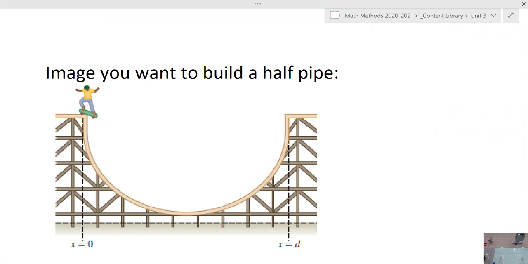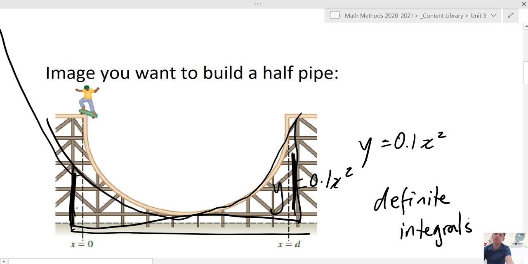I'm going with the half pipe today. Don't know what a half pipe is? It's a thing you can skateboard on. It's half pipe. Congratulations. Okay, and you want to know how much concrete you need. You're sick of the wooden structure, you want to turn it into a concrete structure. So you need the area under the curve. You can use integrals to find the area under the curve. Right? And then you multiply it by the depth of your half pipe, and you get the volume of the half pipe.